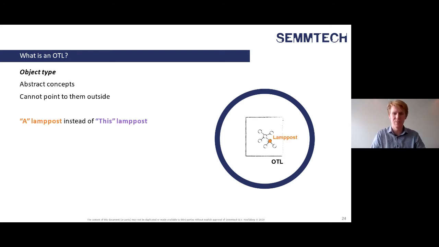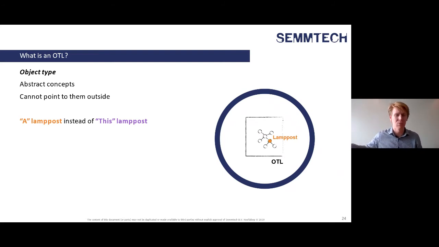So object types themselves are so-called abstract concepts. You can't point them outside, you can't grab them, you can't lift them. They are conceptual of nature, they're abstract, they sort of exist in the clouds of our minds. So for example, if we have a lamppost, a lamppost is something we have in our minds that we can think of when we see a lamppost. So we have sort of this prototypical idea of a lamppost in our minds, and various lampposts that we see outside, for example, are all of that type.